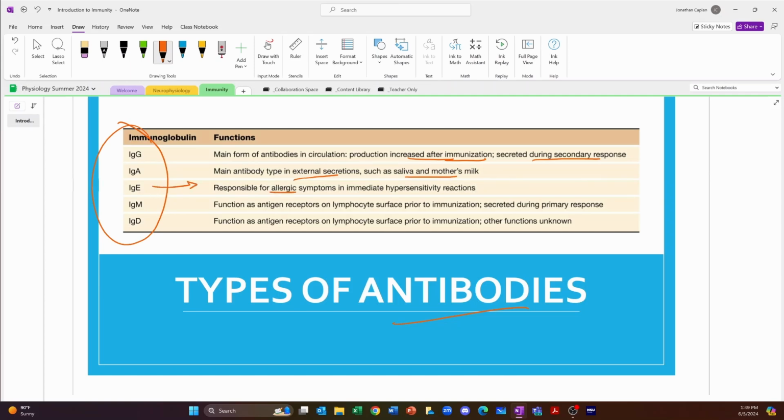IgE, always associate IgE with allergies. So if you have constant allergies all the time, your IgE will be elevated because of the allergies. IgM, this just means that you've secreted it during that primary response. So that first time you got the injection or the vaccine, you're going to produce IgM antibodies because it's your first time exposure. The IgG is your secondary constant response. That's all you've got to know for these antibodies. Don't go crazy. IgD we don't really know what it does, so just know it's unknown. As long as you know the other four, you're good.